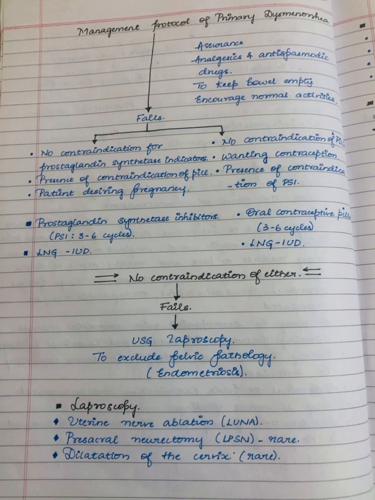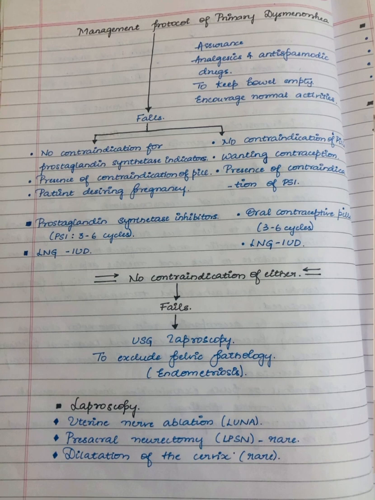In the laparoscopy, laparoscopic uterine nerve ablation: what you are doing here is cutting the nerve, so there is no more pain. Presacral neurectomy, LPSN, laparoscopic presacral neurectomy, is rarely done. Dilatation of the cervix is also done rarely. Hope it is very clear.